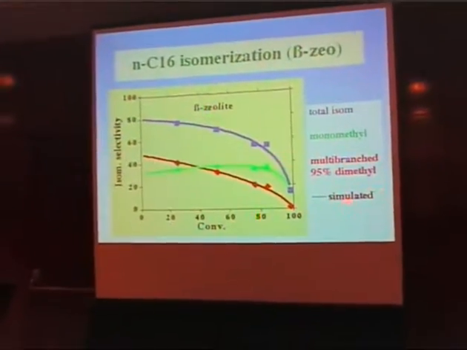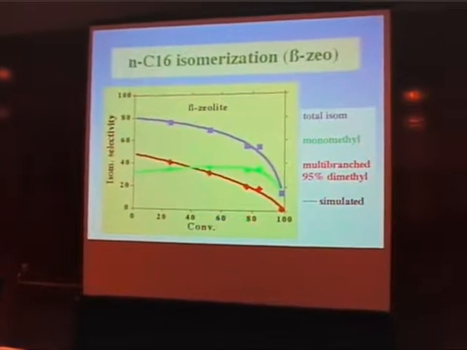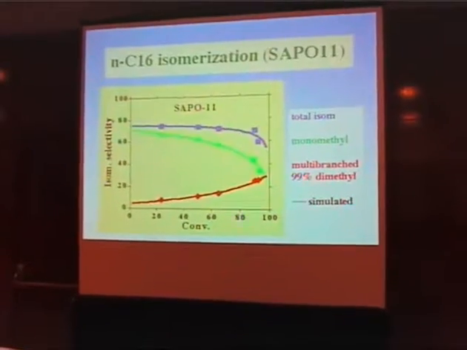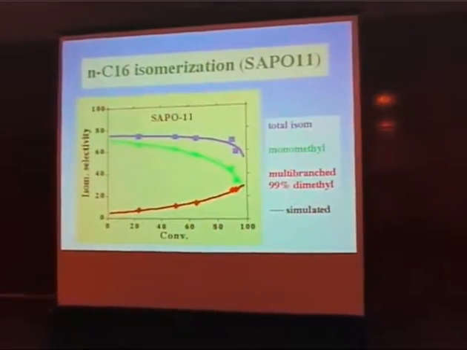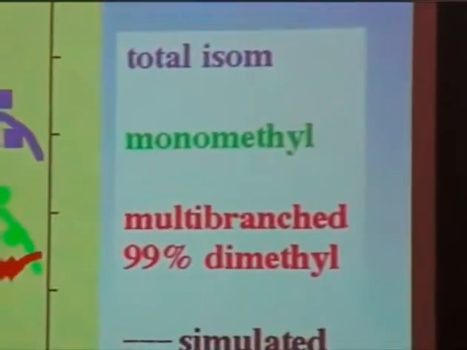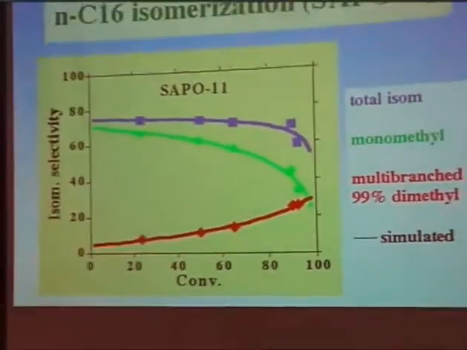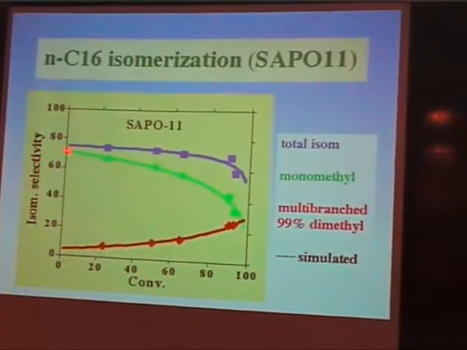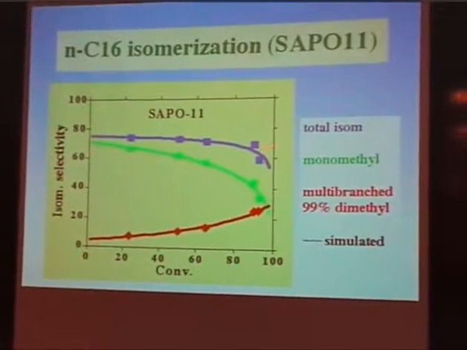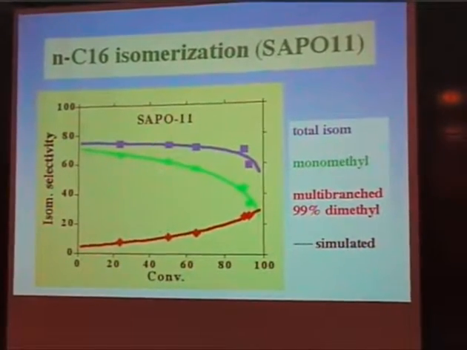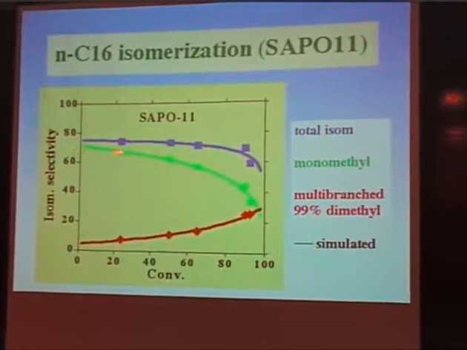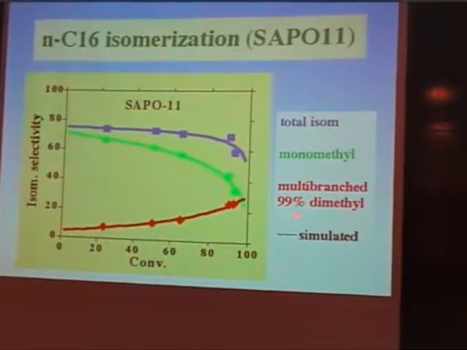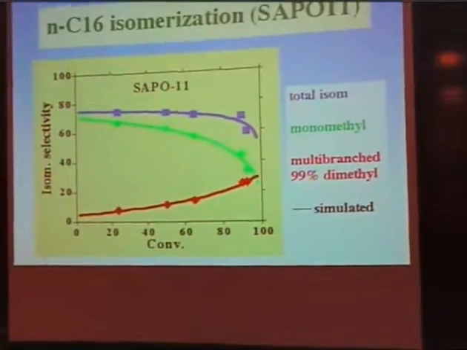I will not talk too much about this. The curves are simulated because I have no time. But that will be published soon. I'm writing the paper at the moment. Then we go to the SAPO-11. There we introduce in the system the constriction of shape selectivity due to the SAPO-11 structure. And you see immediately that the selectivity remains quite high because we do not crack too much at high conversion. But we make mainly monomethyl. And the multi-branch products which are made there are almost exclusively dimethyl products.